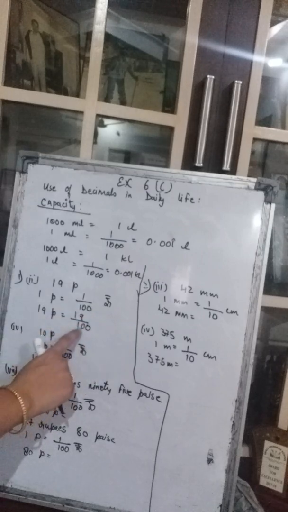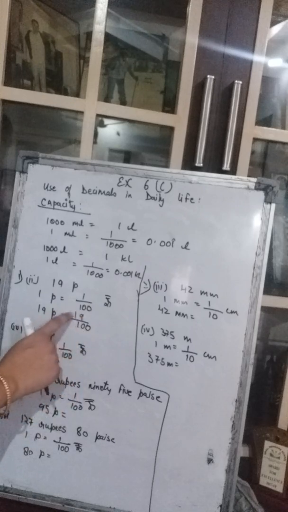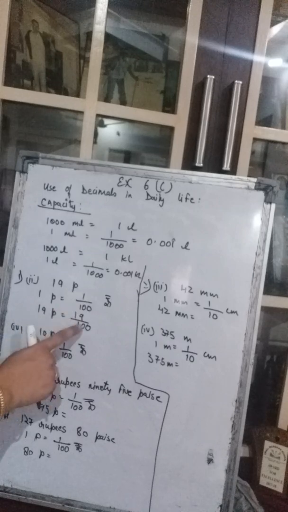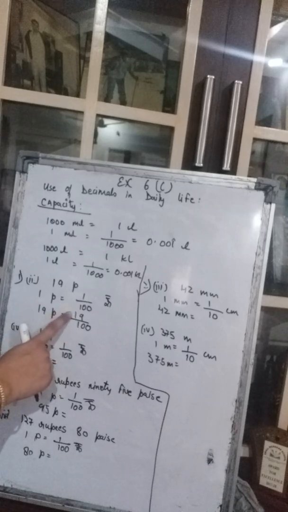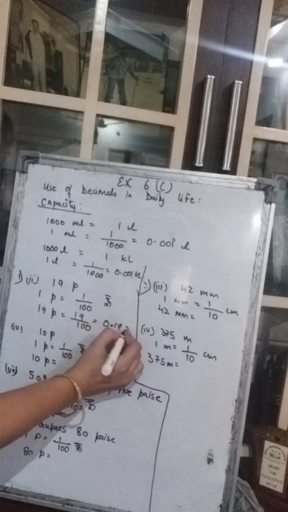Okay. So here you know how many zeros are there? 2 zeros. How many digits? 2 digits. So the decimal will come. We don't have to add any zero here. Decimal will come before this 1. So it will be equal to 0.19 rupee.